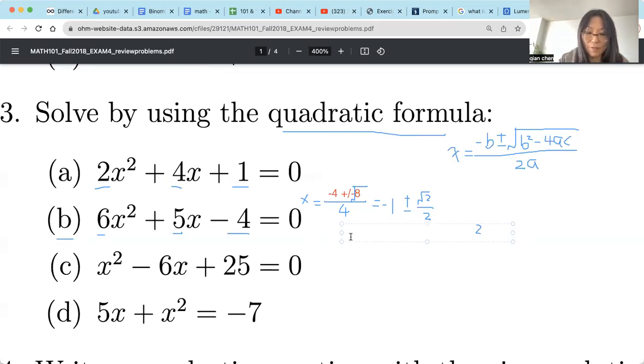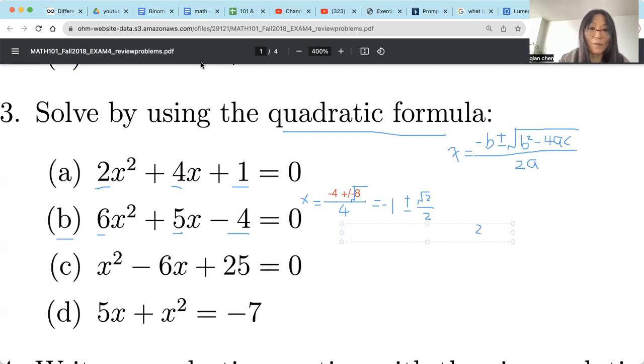So let's find the discriminant first, which is 5 squared, minus 4ac, 4 times 6, 24. Then 24 times negative 4 becomes a positive number, right? So 24 times 4, that's 96. 96 plus 25 is 121. Oh, 121 is a beautiful number. 121 is 11 squared. So the square root of the discriminant is 11.